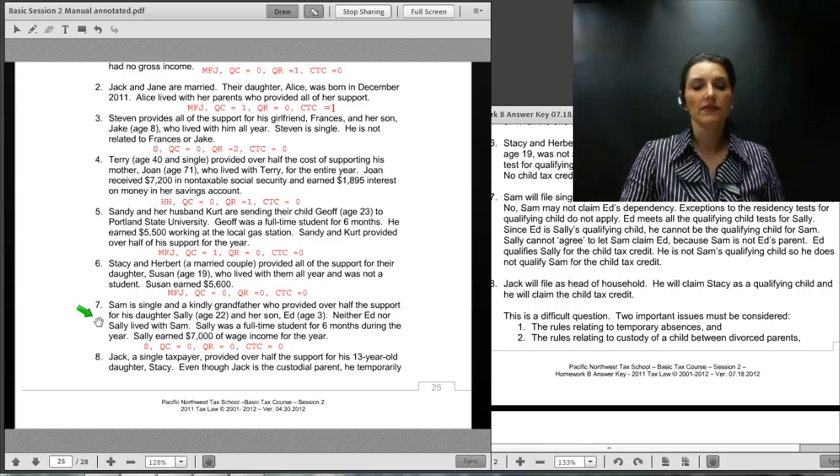Number 7, Sam is single and a kindly grandfather who provided over half the support for his daughter Sally, age 22, and her son Ed, age 3. Neither Ed nor Sally lived with Sam. Sally was a full-time student for 6 months during the year. Sally earned $7,000 of wage income for the year. Well, poor Sam, kindly grandfather or not, he gets nothing except single. And let's take a look at why in the answer key.